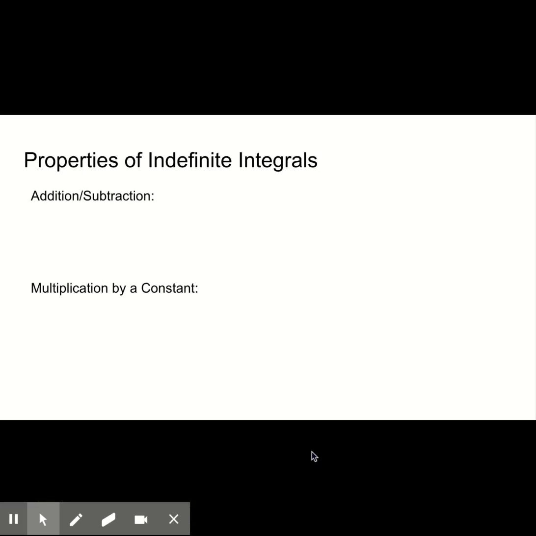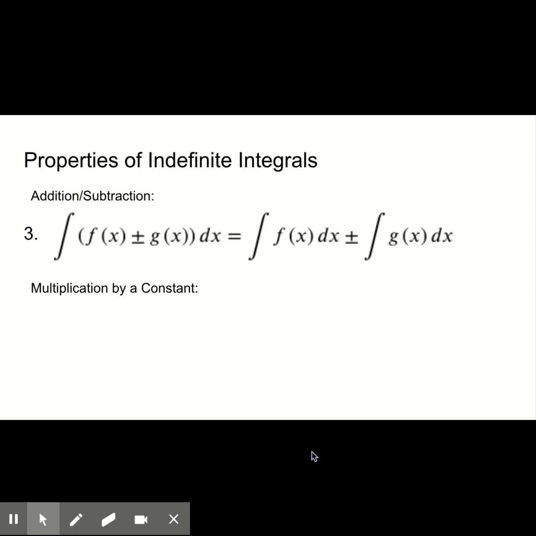Our example demonstrates the additional two rules, which look a lot like our rules for definite integrals. The integral of f of x plus or minus g of x equals the integral of f of x plus or minus the integral of g of x. The integral of k times f of x equals k times the integral of f of x for any constant k. Pause the video to record these additional properties on your capture sheet.